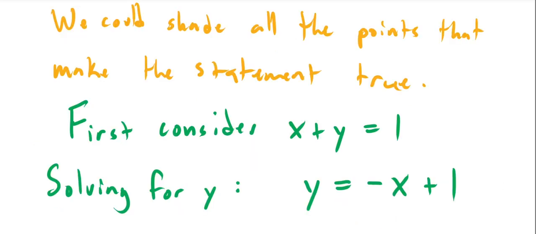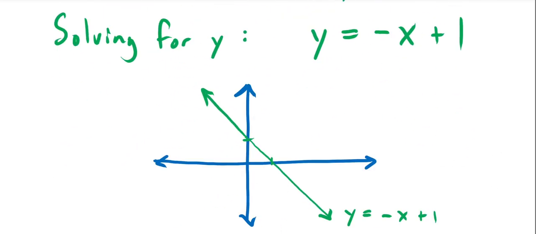So let's first consider the equality part of this. Let's figure out what we call the edge case. That would be x plus y is equal to 1. Just to get this graphed easily, let's solve this for y and put it in y equals mx plus b form. That would say y is equal to negative x plus 1. So this is a line with a slope of -1 and a y-intercept of 1. We could graph that. It would look like this.